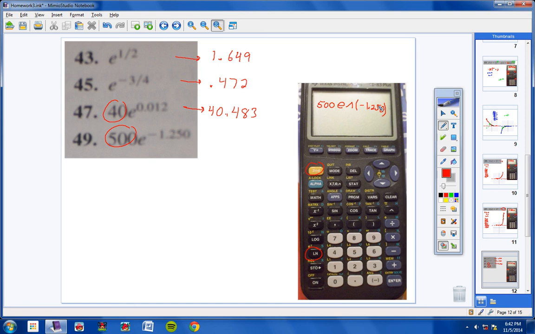I'm getting my answer, 143.252. And that does match the back of the book. So there we go. Okay. Hope you're doing okay on these. Let's take a look at 3 graphing problems, and we're finished. Okay, here we go.